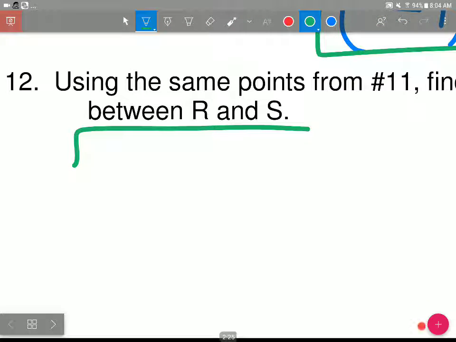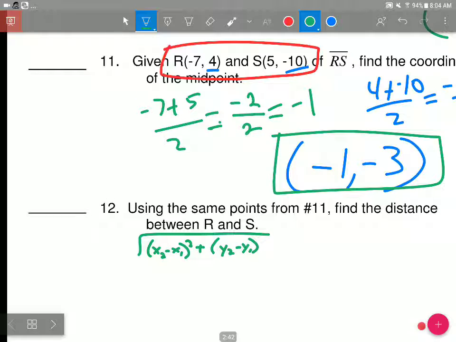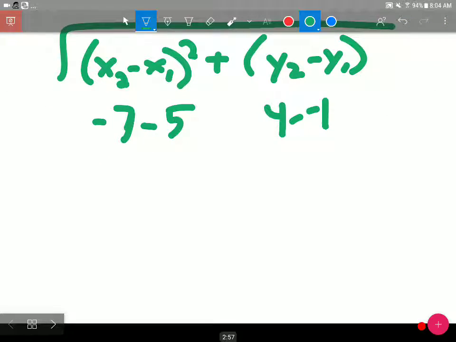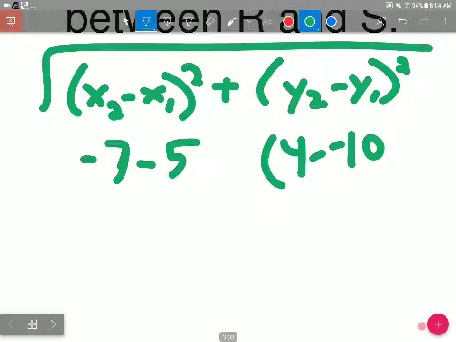Remember that's the square root of x2 minus x1 squared plus y2 minus y1 squared. Let me get the points from above so I do that adequately: -7, 4, and 5, -10. So that's -7 minus 5 and 4 minus -10. Let me zoom in so I can write a little better. Oops, forgot my squared.